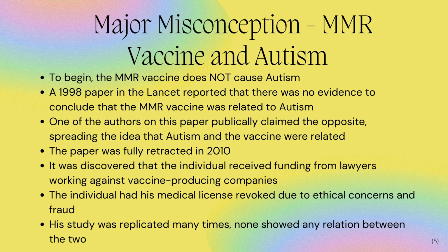This paper was fully retracted from the Lancet in 2010. It was discovered that the individual received funding from lawyers who were working against vaccine producing companies. Eventually, this individual had his medical license revoked due to ethical concerns and fraud regarding his research. Lastly, many tried to replicate his study. However, none were able to produce results showing a relationship between the vaccine and autism.